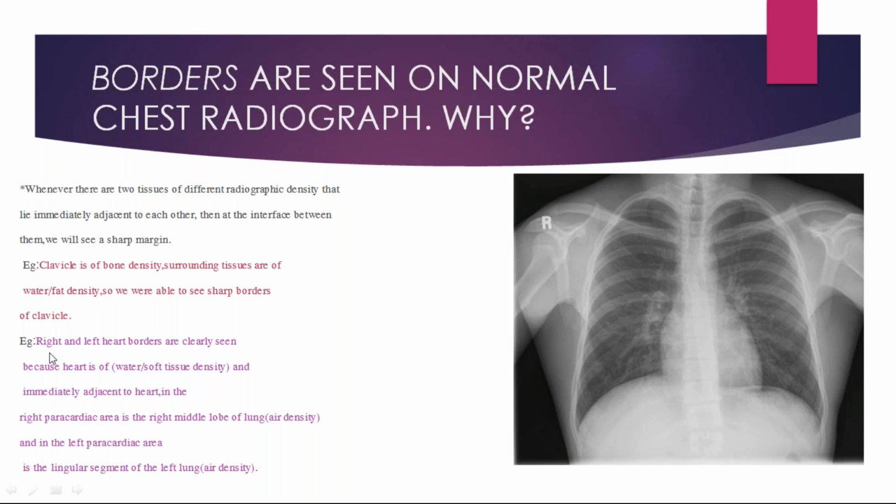And one more example is that the right and left heart borders are clearly seen because the heart is of water or soft tissue density, and immediately adjacent to the heart in the right paracardiac area is the right middle lobe of lung. This is the air density. This is the right middle lobe, and this is of air density, and this is the right heart border, and the silhouette is preserved.